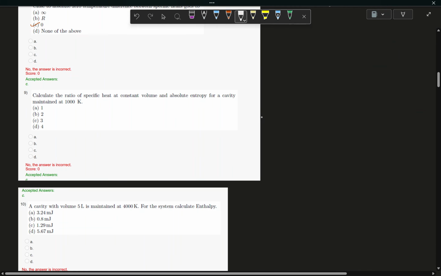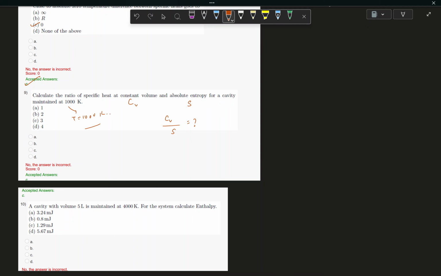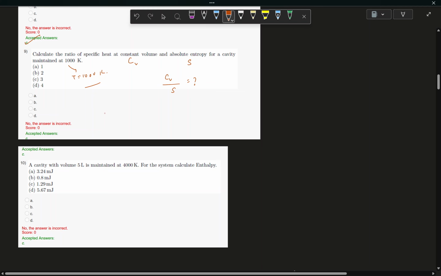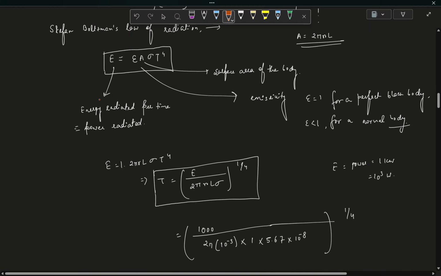Now question number 9 is: calculate the ratio of specific heat at constant volume and absolute entropy for a cavity maintained at 1000 Kelvin. So you have to calculate the ratio of the specific heat at constant volume, CV, and the absolute entropy S, so CV by S, for a cavity at a temperature of 1000 Kelvin. For this you have to separately know the expression for the specific heat at constant volume and the entropy expression, and then take the ratio of both of them.